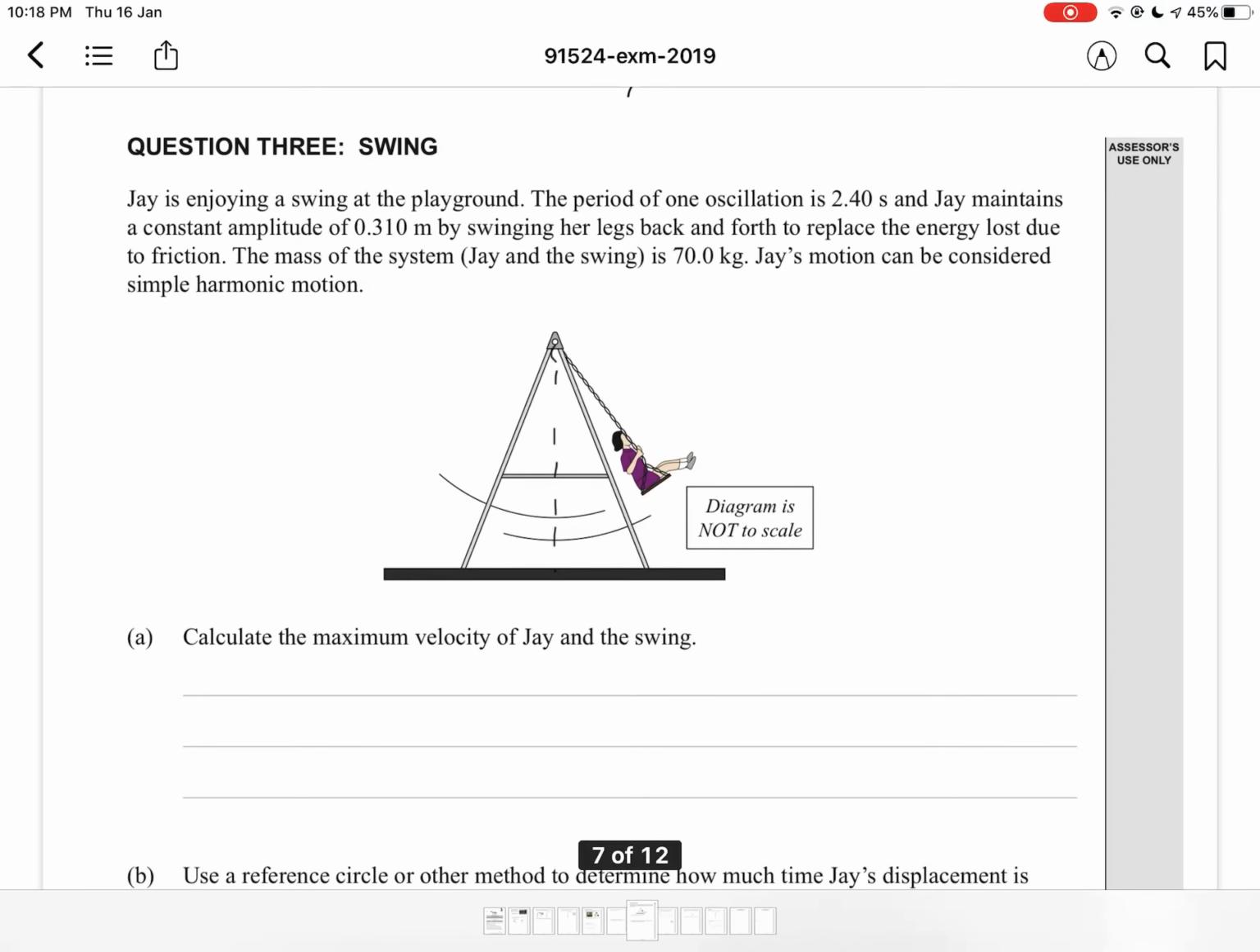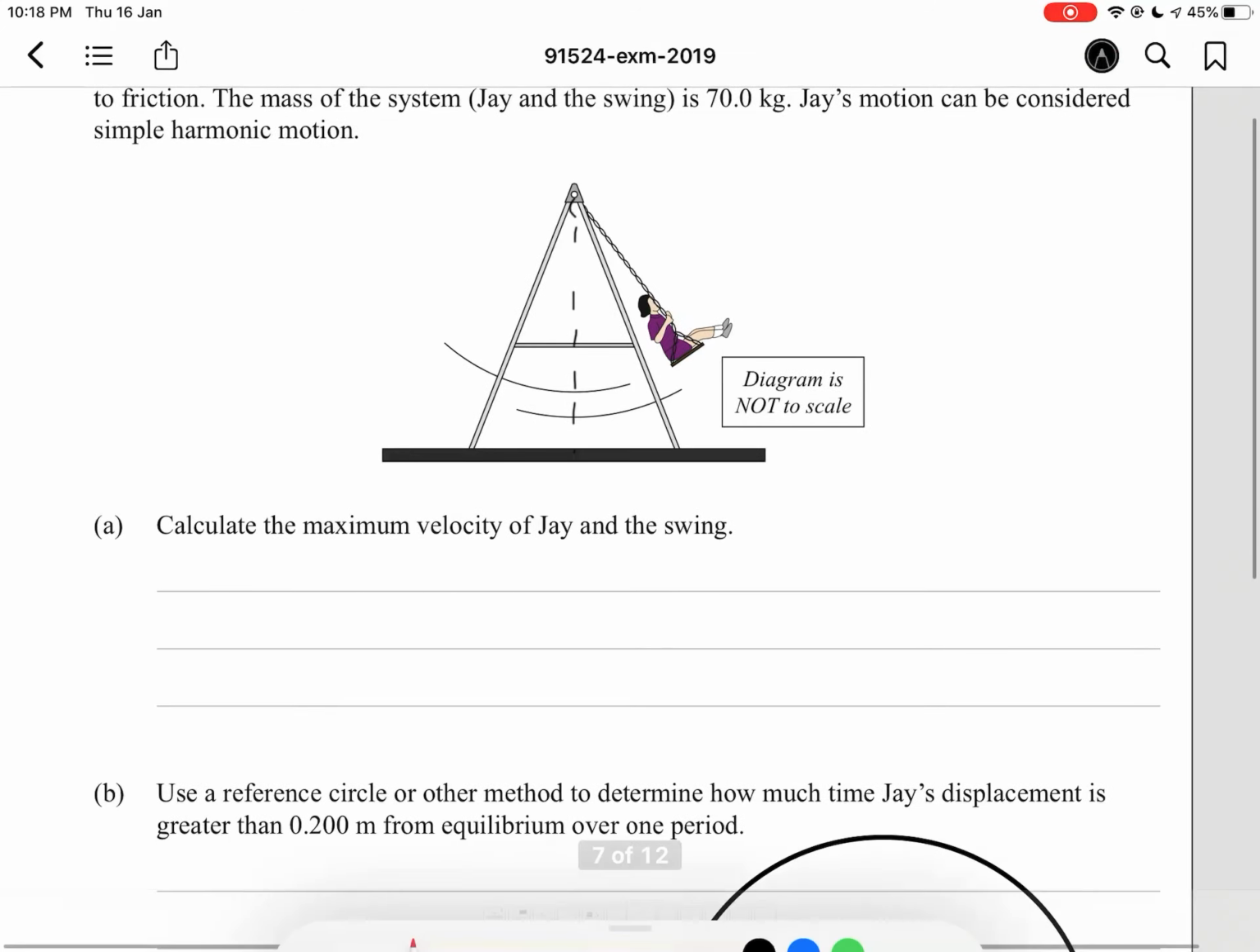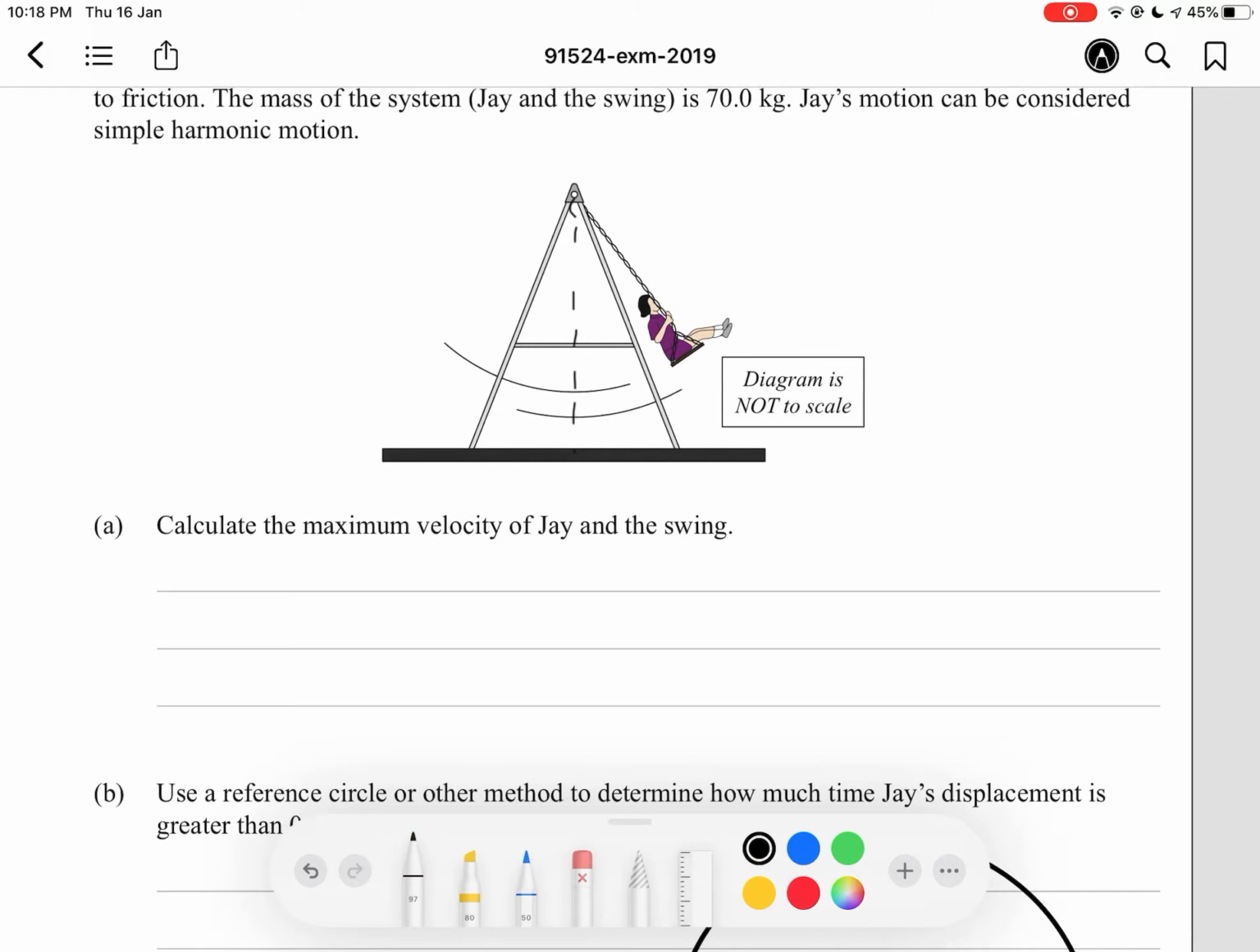Alright, question 3, swing. So J is enjoying a swing at the playground. The period of one oscillation is 2.4 seconds, and J maintains a constant amplitude of 0.31 meters by swinging her legs back and forth to replace the energy lost due to friction. The mass of the system, J in the swing, is 70 kilograms. J's motion can be considered a simple harmonic motion.